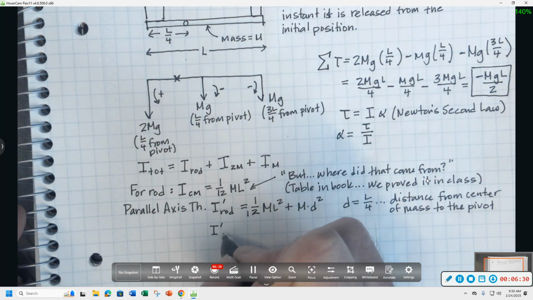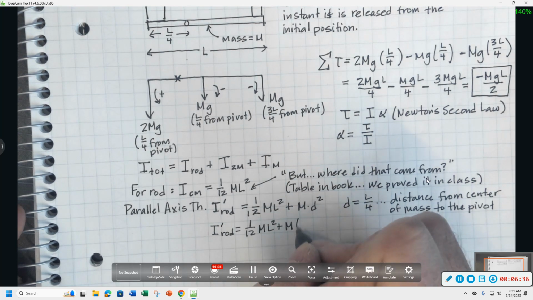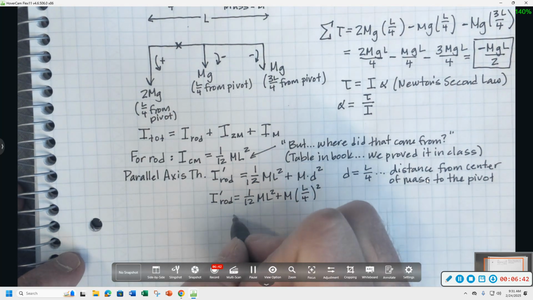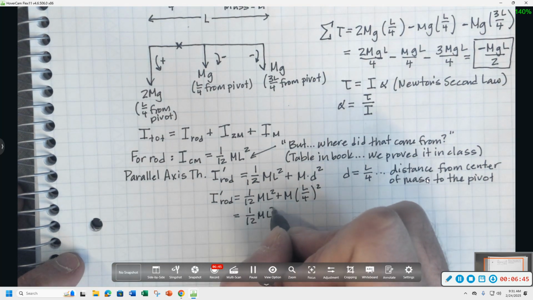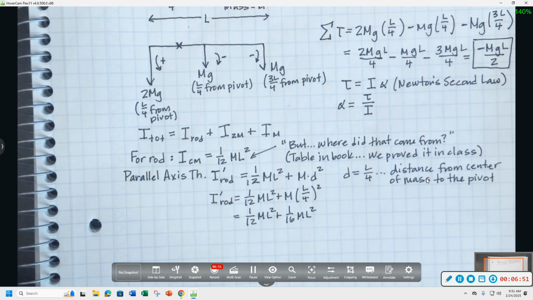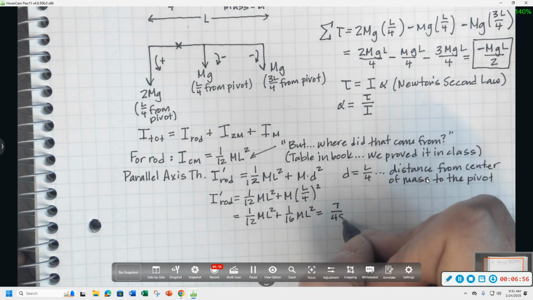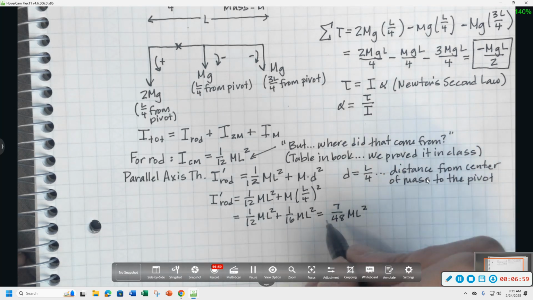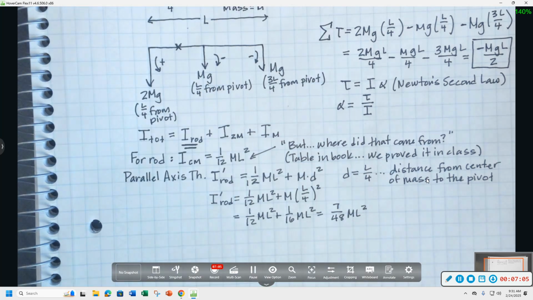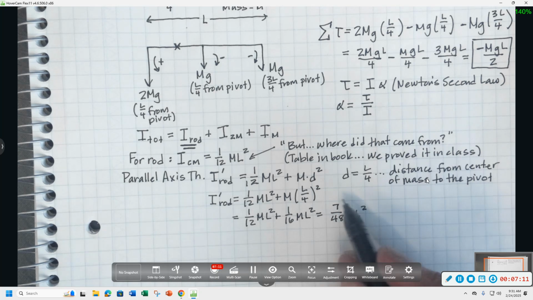So for our rod, we're going to go 1/12 ml squared plus m times L over 4 squared. 1/12 ml squared plus 1/16 ml squared. A little common denominator action here. You can end up with this as 7 over 48 ml squared. Now, this is just the rotational inertia of the rod. That's what this is right here.